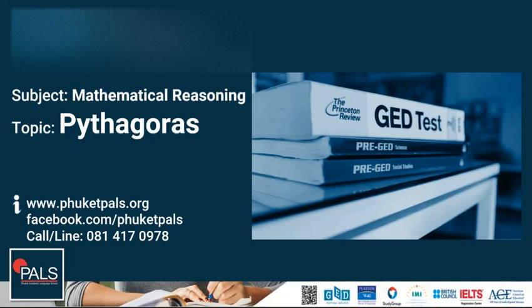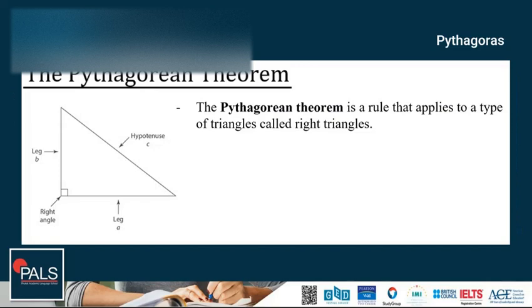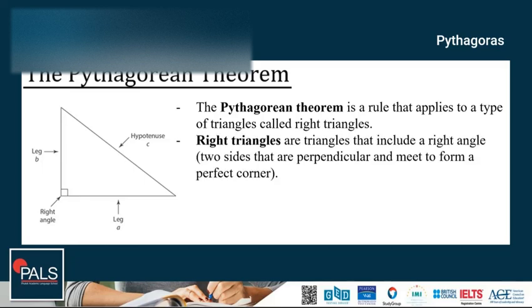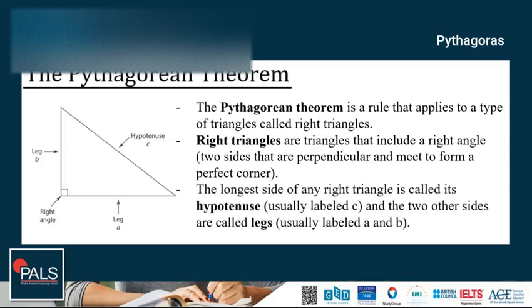In this video, we will be talking about Pythagoras. The Pythagorean theorem is a rule that applies to a type of triangle called right triangles. Right triangles are triangles that include a right angle, two sides that are perpendicular and meet to form a perfect corner. The longest side of any right triangle is called its hypotenuse, usually labeled C, and the other two sides are called legs, usually labeled A and B.